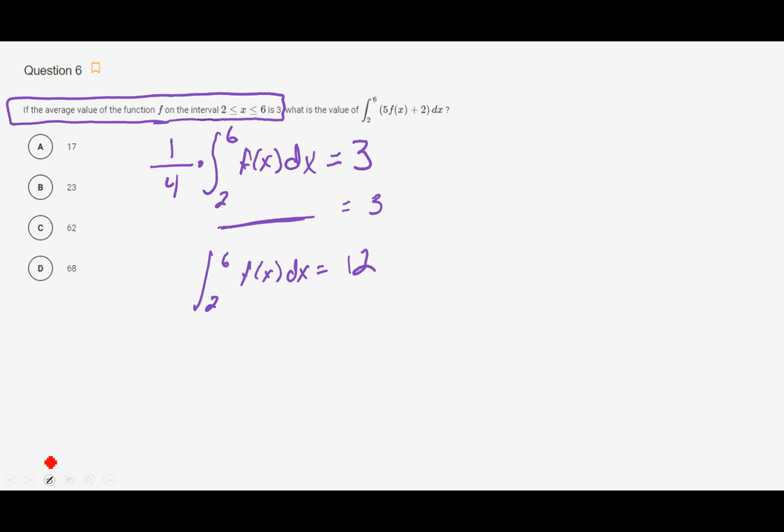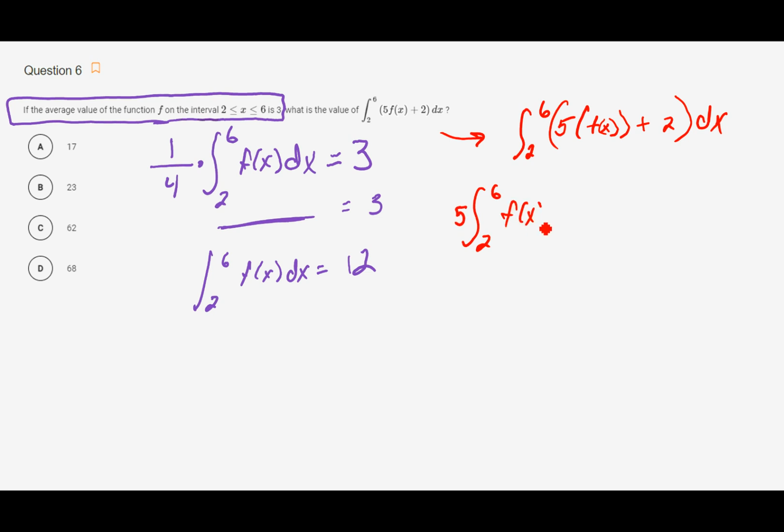Now they want us to use that, and they ask, what's the integral from 2 to 6 of 5 times f of x plus 2 dx? Well, my integration properties allow me to bring out a constant multiple of 5. And I could separate this into two separate integrals and write it as 5 times my integral from 2 to 6 of f of x dx plus my integral from 2 to 6 of 2 dx. So this becomes 5 times, I already know all of this is just 12.